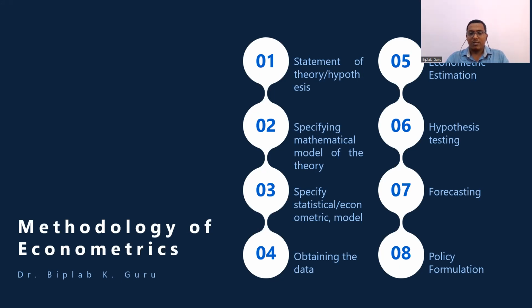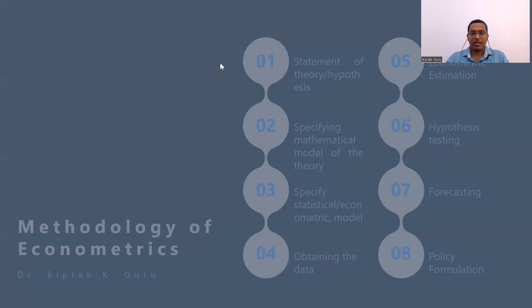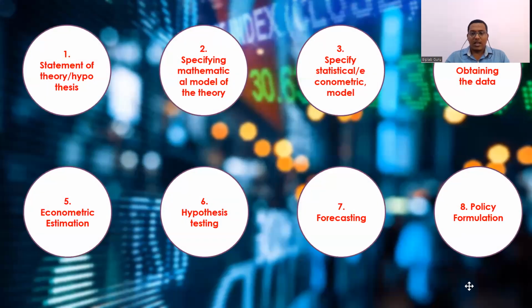The seventh step is forecasting, based on the econometric estimation already carried out and keeping in view the hypothesis we have framed. And the last phase, which is at the disposal of the policymakers, is based on the estimation and forecasting, to make appropriate policies to attain the target objectives. So these are the 8 steps, and we are going to discuss a little about how we approach them.